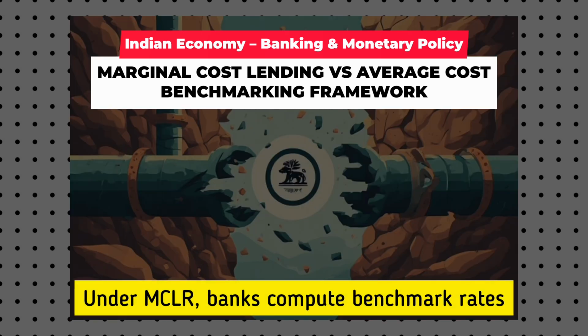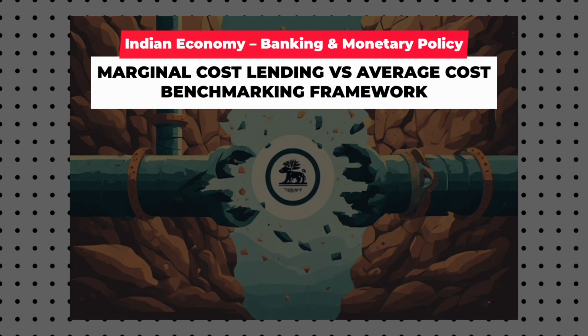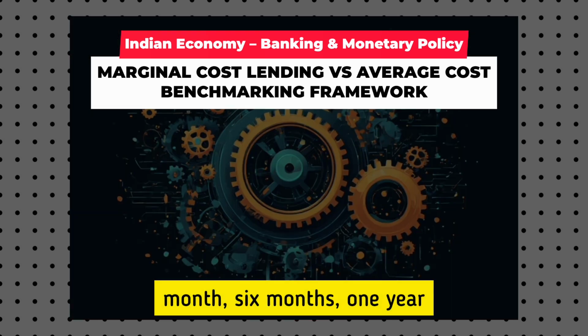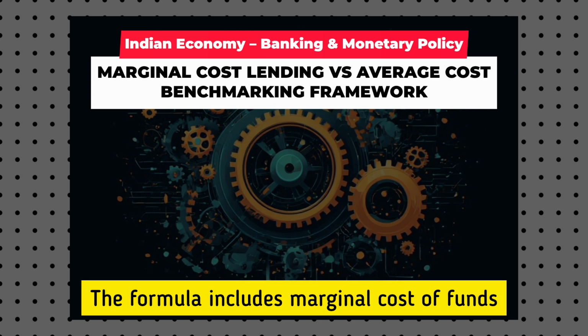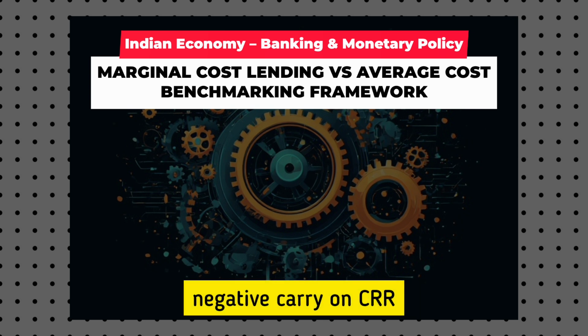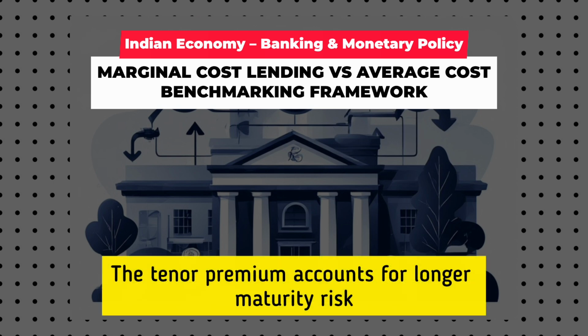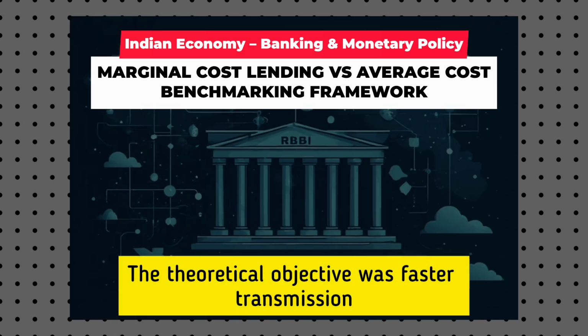Under MCLR, banks compute benchmark rates for different tenures like overnight, 1 month, 6 months, 1 year. The formula includes marginal cost of funds, negative carry on CRR, operating costs, and tenor premium. The tenor premium accounts for longer maturity risk. The theoretical objective was faster transmission.